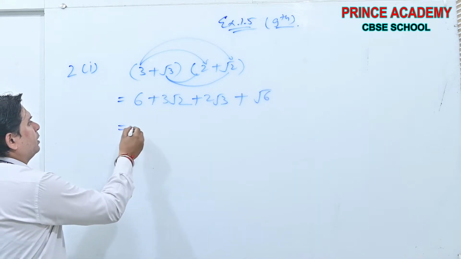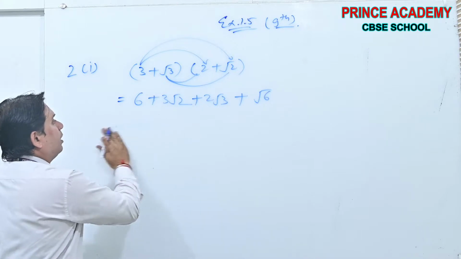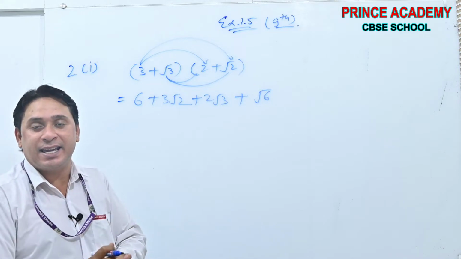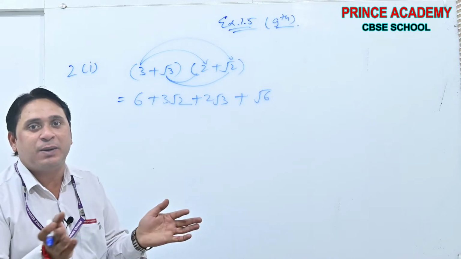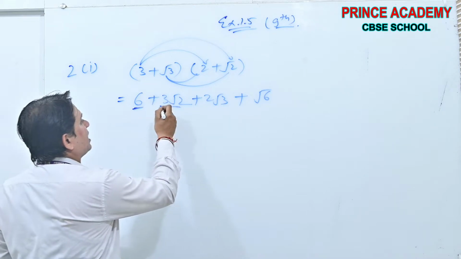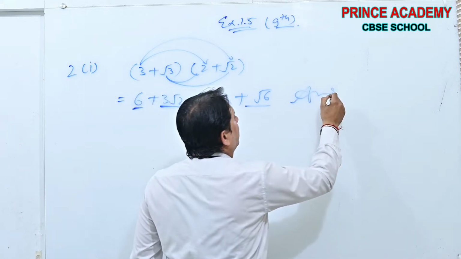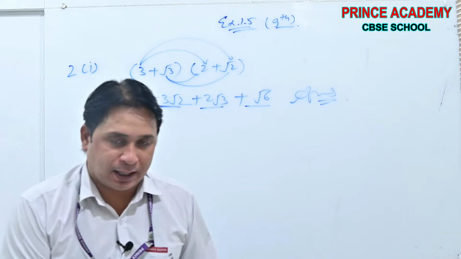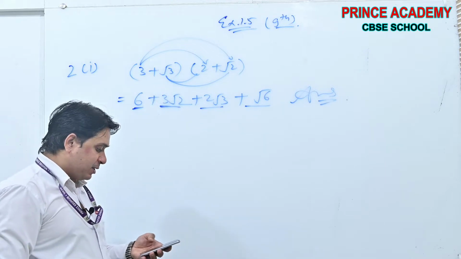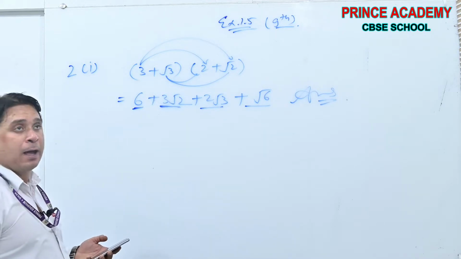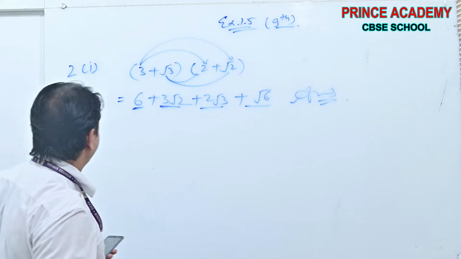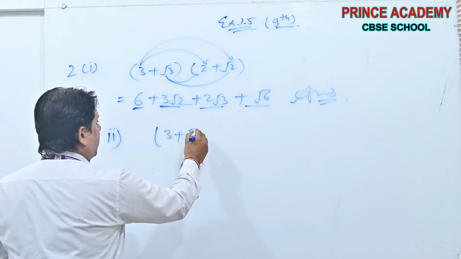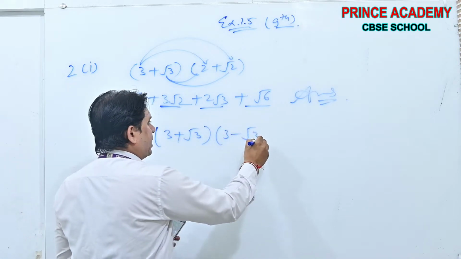What is the output? 6 plus this is the output. Because all are alike and unlikes are never added or subtracted. 6 is unique, this is unique, this is the answer. Finish. Done, beta. Question number 2 first part. It was so simple and so easy. Done. Second part. 3 plus root 3, 3 minus root 3.